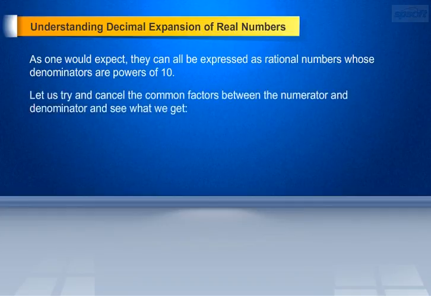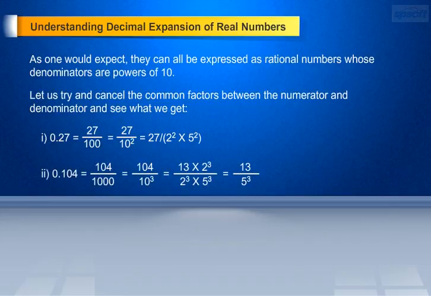Let us try and cancel the common factors between the numerator and denominator, and see what we get. 0.27 equals 27 by 100 equals 27 by 10 square equals 27 by 2 square into 5 square. 0.104 equals 104 by 1000 equals 104 divided by 10 cube equals 13 into 2 cube divided by 2 cube into 5 cube equals 13 divided by 5 cube.